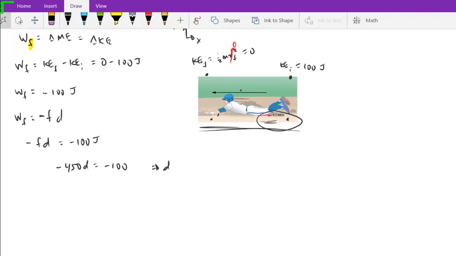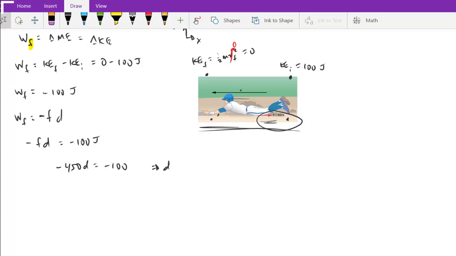Otherwise we would have had to find the acceleration and then plug that into our kinematic equations. And this actually just simplifies it down quite a bit. So once you get really good with the work energy theorem, problems are much simpler. So we can find D.